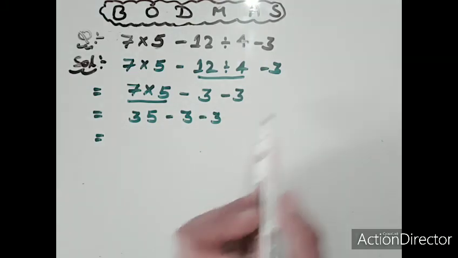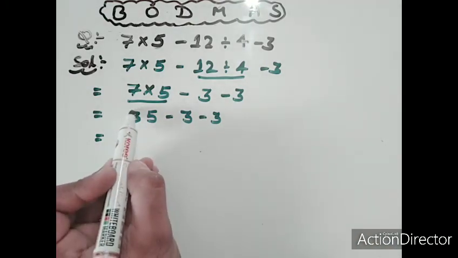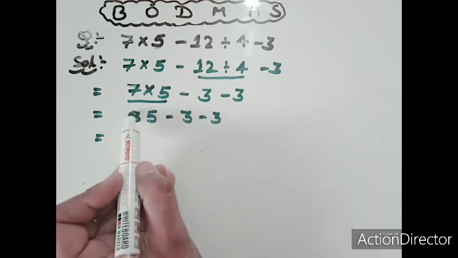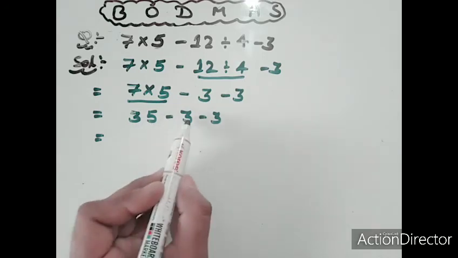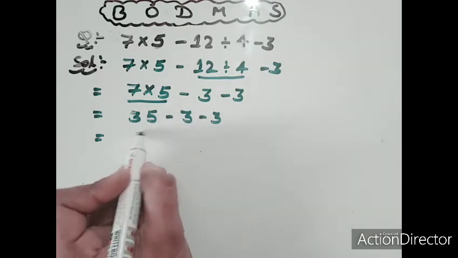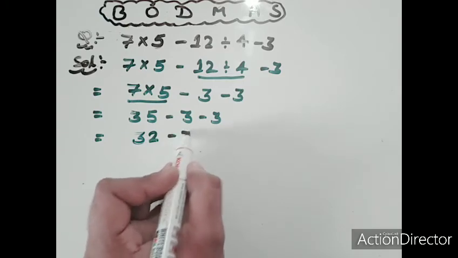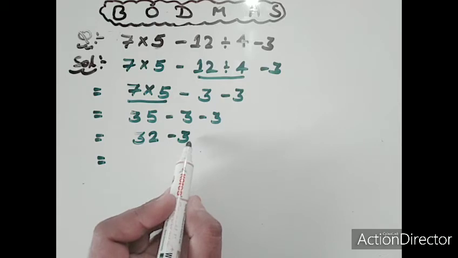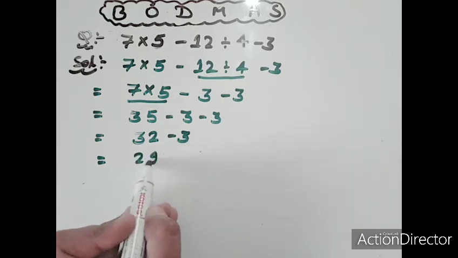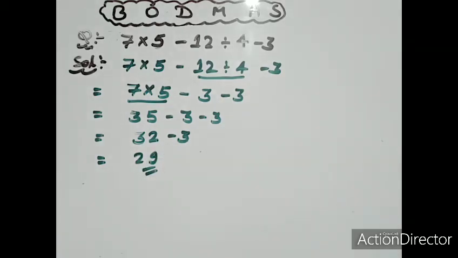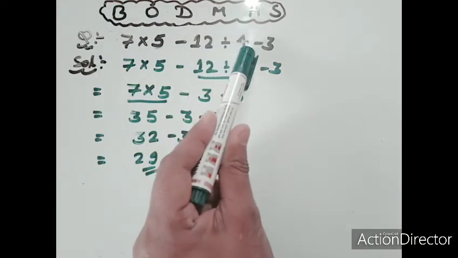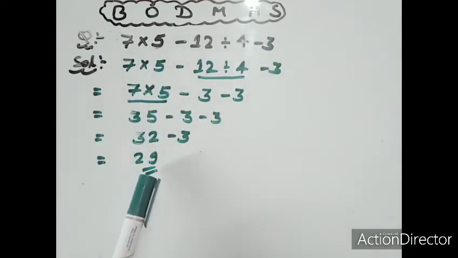Right. Now here we solve addition. So there is only one number here which has a positive symbol. So here we subtract these numbers. 35 minus 3, 32, and write minus 3 as it is. Now 32 minus 3, 29. So now students, when we solve this question, 7 multiplied by 5 minus 12 divided by 4 minus 3, we get answer 29.